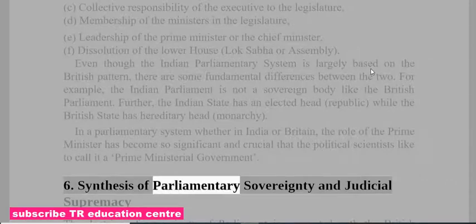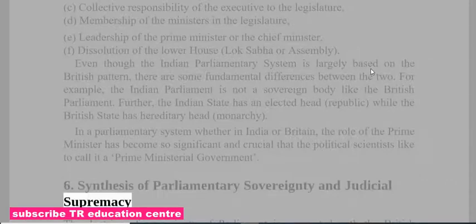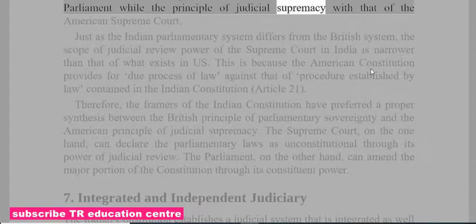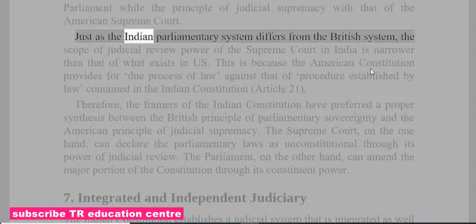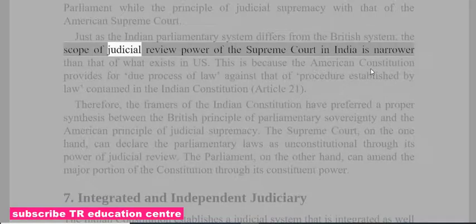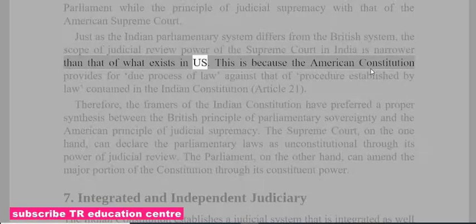6. Synthesis of parliamentary sovereignty and judicial supremacy. The doctrine of sovereignty of Parliament is associated with the British Parliament, while the principle of judicial supremacy is associated with the American Supreme Court. Just as the Indian parliamentary system differs from the British system, the scope of judicial review power of the Supreme Court in India is narrower than what exists in the US.